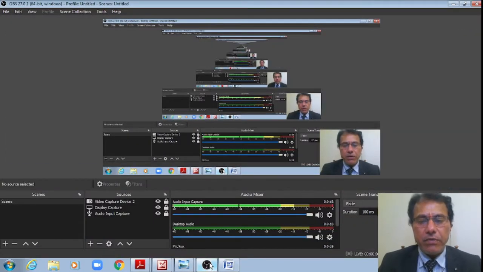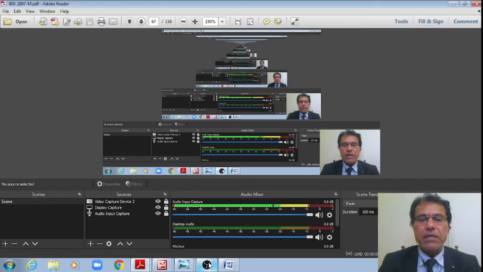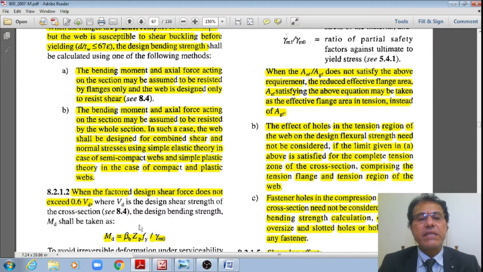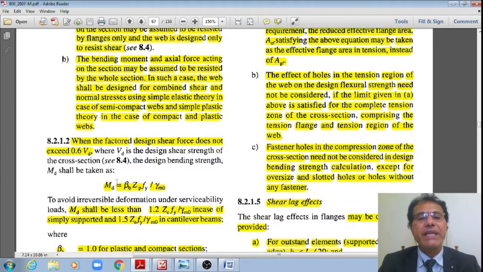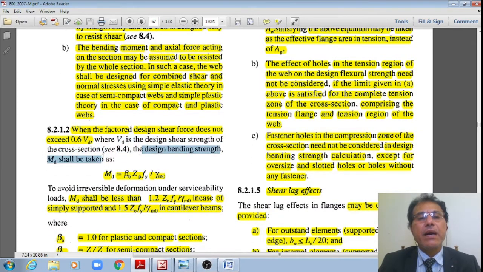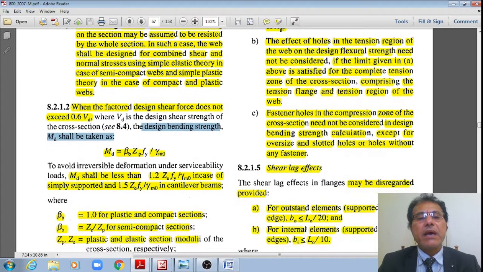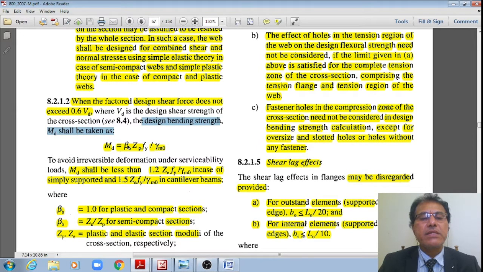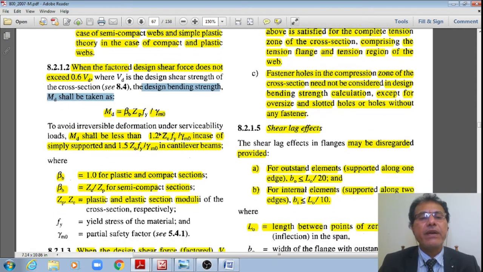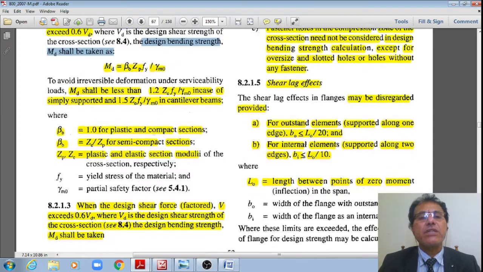Now once we see this, let us see the other codal specification, students, right? When the factored design shear force does not exceed 0.6 VD, where VD is the design shear strength of the cross section, then the design bending strength MD shall be taken as MD equals beta b multiplied by Zp fy divided by gamma m0, right? This is the design bending strength formula if it is low shear, right? Low shear means if the factored design shear force is less than 0.6 VD, right? VD is the design shear strength of the cross section, right?